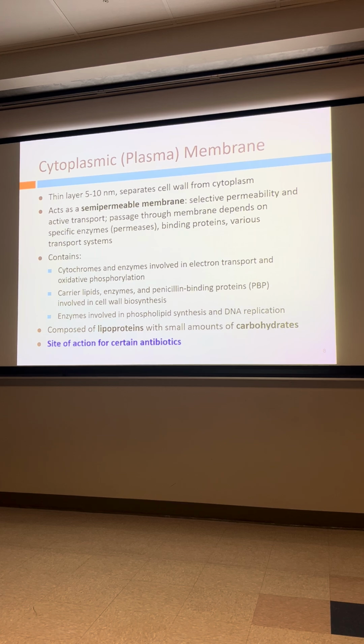Cytoplasmic membrane, again, is like plasma membranes, and it's permeable. Cytochromes and enzymes involved in electron transport are on the inner membrane of bacterial cells. Also oxidative phosphorylation, which means making ATP. All kinds of carrier lipids and enzymes, penicillin binding proteins involved in cell wall biosynthesis.